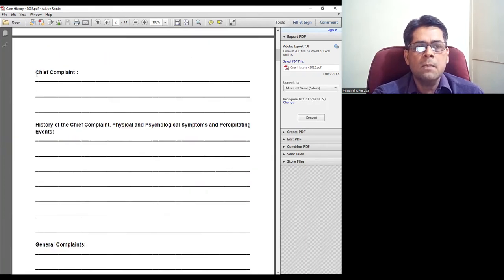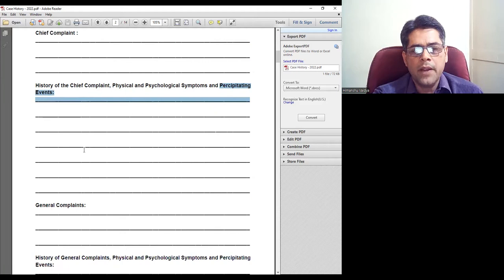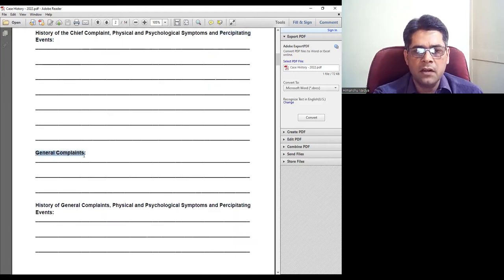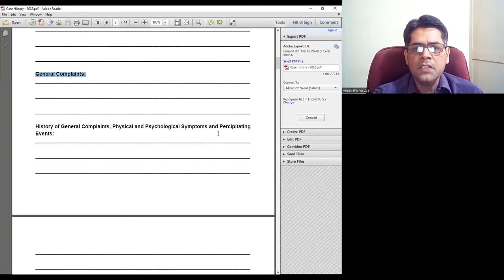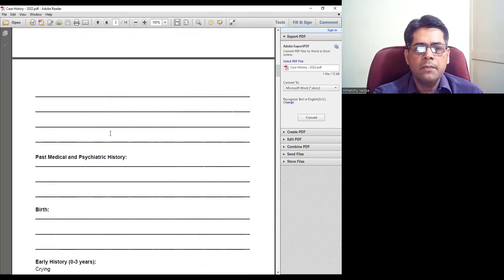Second part relates to the complaints. The second part of the case history, as we saw, is complaint. So we note down the chief complaint, and we note down the history of the chief complaint: how did it appear in the first place, how it has developed, and what are the precipitating events which cause the complaint to become active. Then we go to general complaints, other complaints, and do the same, taking precipitating events, physical and psychological symptoms, as well as how it developed.